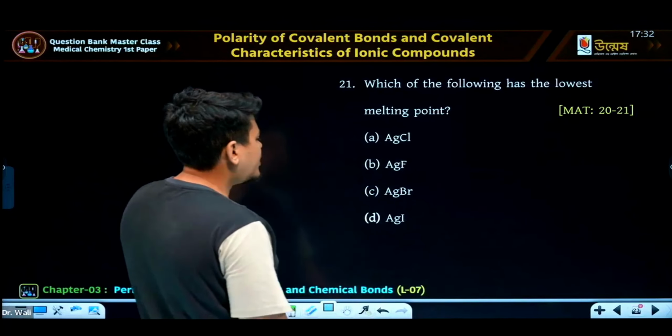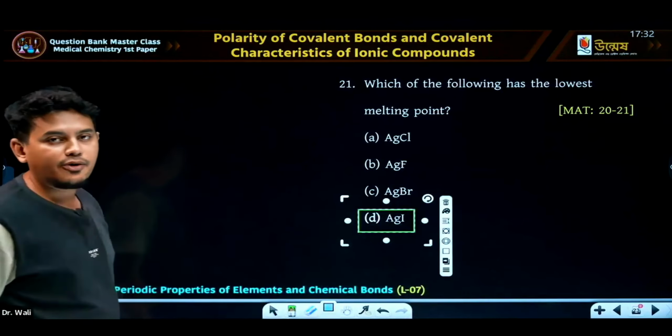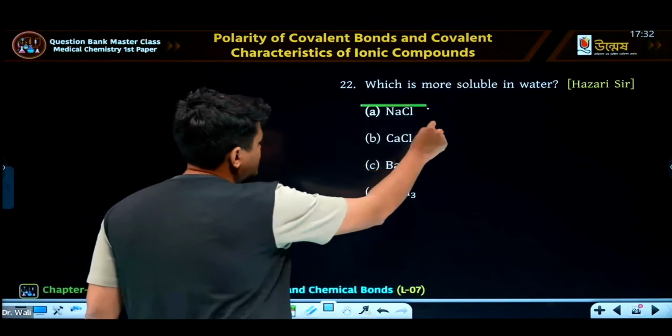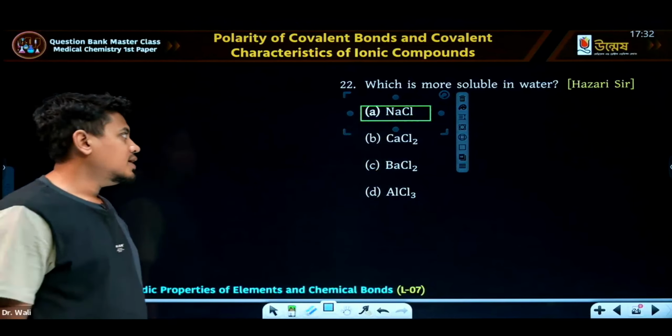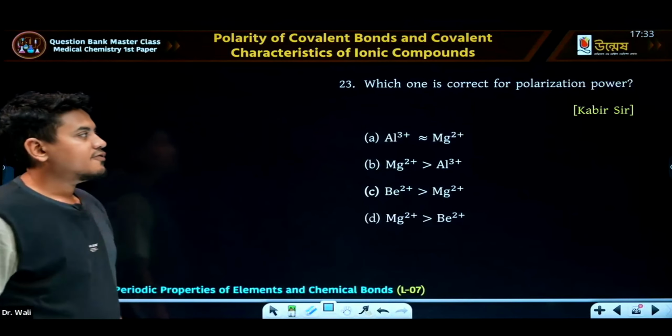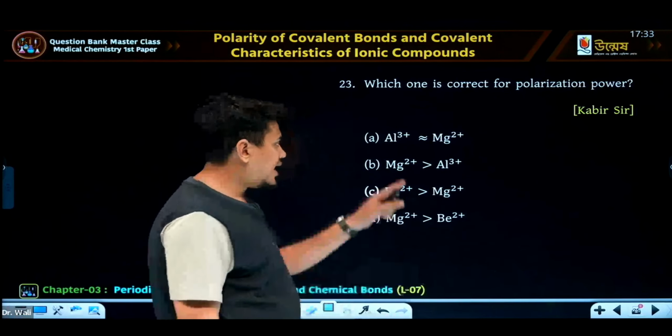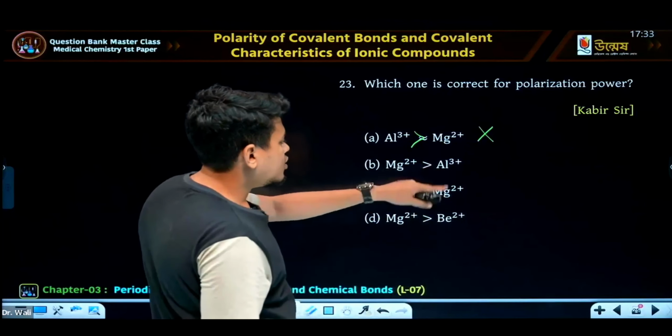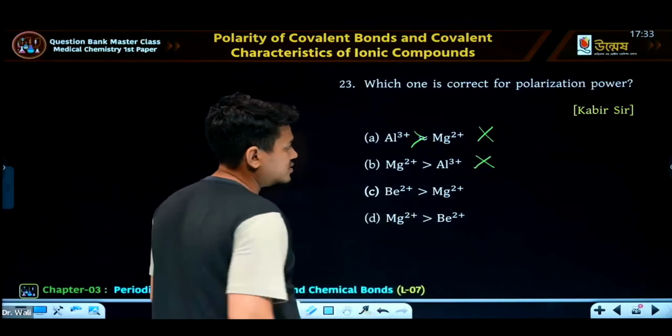Which of the following has the lowest melting point? The lowest melting point will be demonstrated by silver iodide because iodine gets more polarized because of its larger size. Which is more soluble in water? Sodium chloride will certainly be more soluble in water because of its higher ionic characteristics, lower covalent characteristics. Which one is correct for polarization power? For polarization power, aluminium certainly will show greater polarization than magnesium, so it is incorrect. Magnesium will not show greater polarization than aluminium, so it is also wrong.